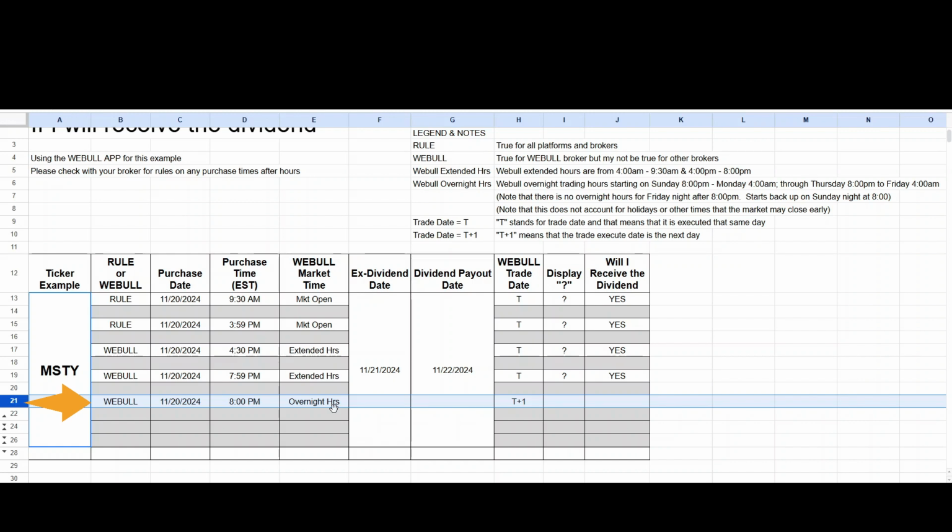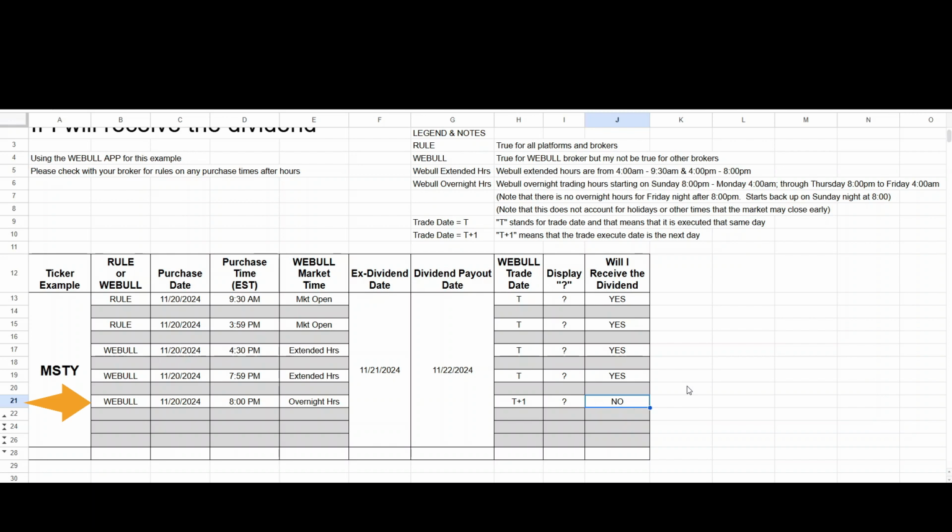Okay, so in overnight hours, even though this is 11/20 or November the 20th, the Webull trade date becomes a T+1. Now the T+1, and I may have already explained it earlier, means that the trade execute date is the next day. Okay, so if that's the next day, what do you think? Will you receive that dividend? I think I already gave you the answer pretty much when I was explaining the T and the T+1. No, you will not.